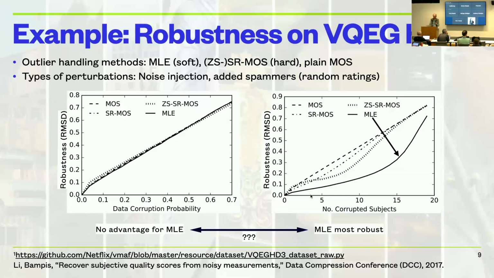And they found out that with the second one here, added spammers, corrupted subjects, their MLE solution would have a lower RMSD, so it would be the more robust method compared to the Z-score rejection method there. But if you use the noise injection here, there's no clear advantage for MLE.